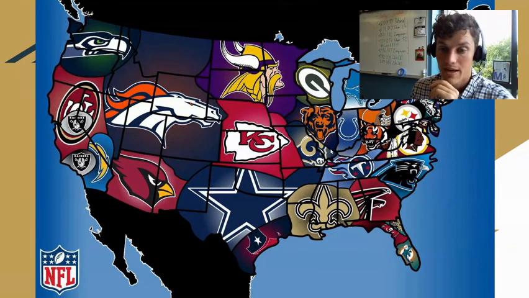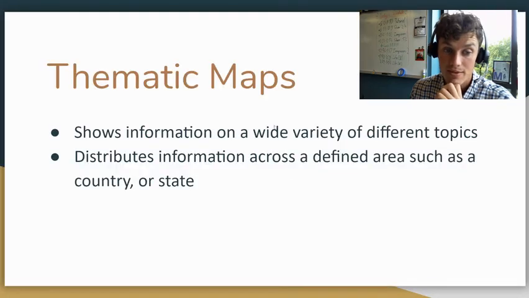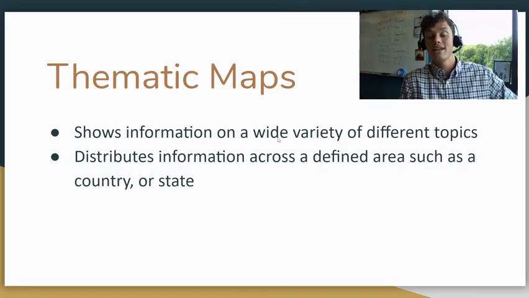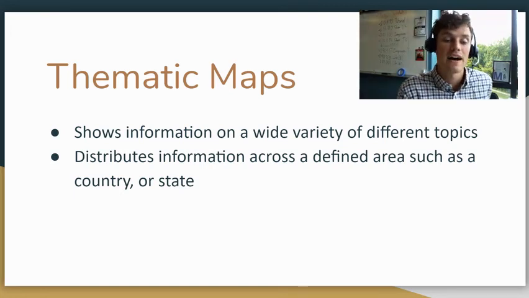And heck, here's even a map of football teams. You can tell it's kind of an outdated map because the Rams are still right there. The Raiders are still right there. But still, you can map anything. A thematic map shows information on a wide variety of different topics, and it distributes information across a defined area like a country or a state.